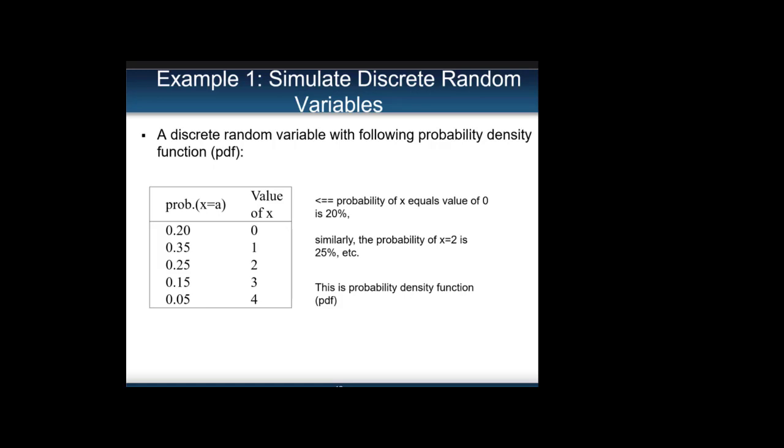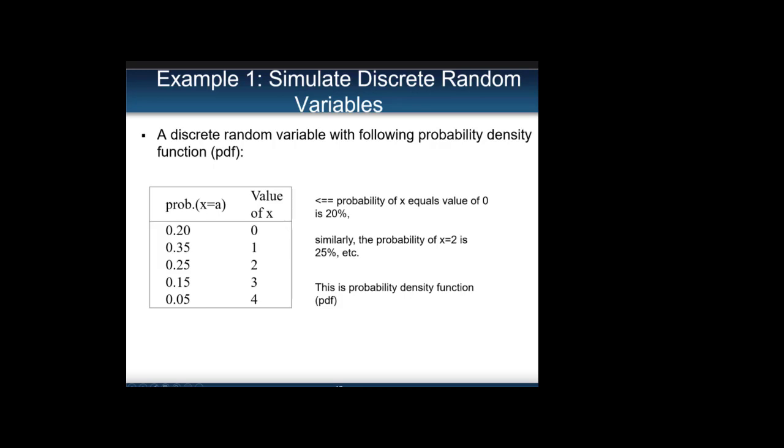Next, I'm going to move on and walk you through two examples. The first example is how to simulate a random variable for discrete probability functions. For example, we have 5 possible outcomes. X could be 0, 1, 2, 3, 4. Imagine you have a bucket full of different balls, with different numbers from 0 to 4. But the chance of drawing a ball with number 1 is 35%. Drawing a 0 ball is 20%, 2 is 25%, 3 is 15%, 4 is 5%. So it's not equal probability.